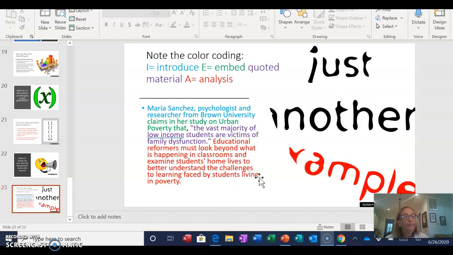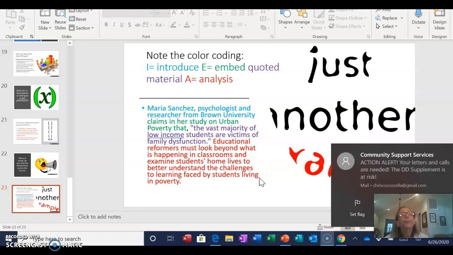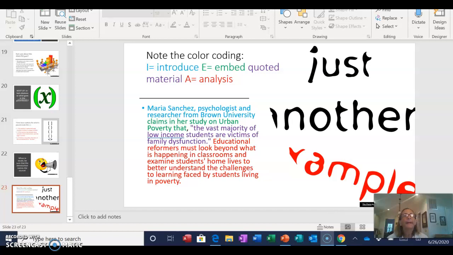And here's just another example with the color coding that I've done. The I is introducing the quote. The E is how to embed it so it seamlessly goes in. And the red is the analysis, okay, why this matters. We'll chat more about this, but that's a good overview for you guys.